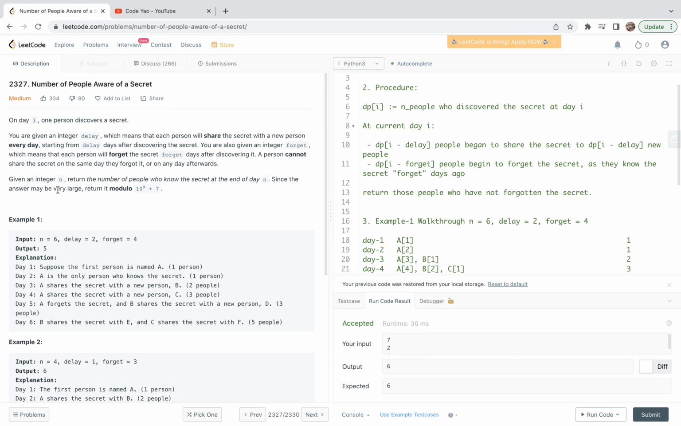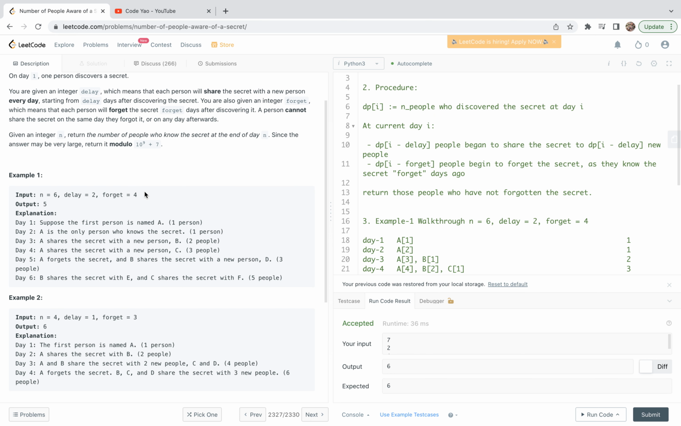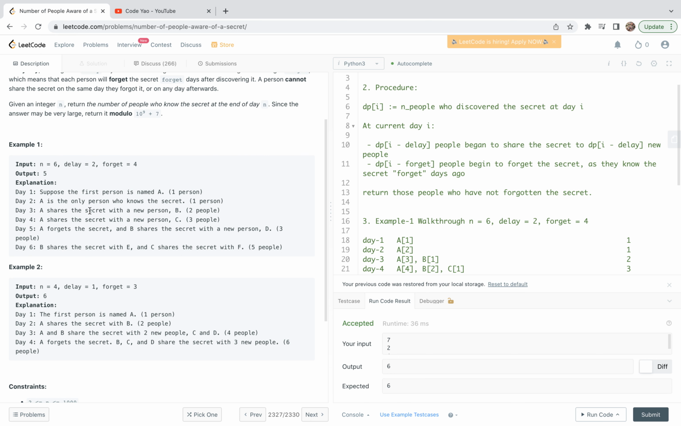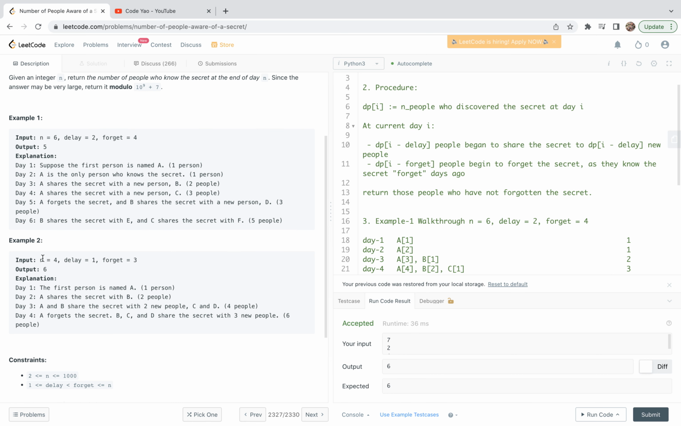So, given the integer n, return the number of people who know the secret at the end of day n. Since the answer may be very large, we return the result modulo this number. So in example 1, n equals 6, delay equals 2, and forget equals 4. So on day 6, there are 5 people who know the secret. We shall analyze this in more detail after we explain our method. So you can see the explanation to gain a feeling.